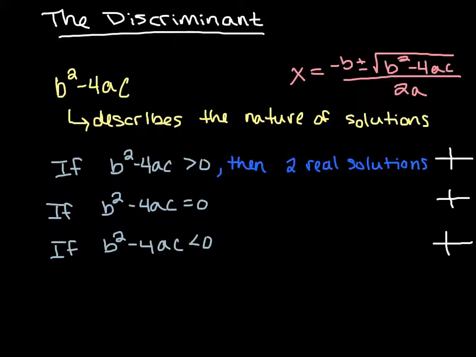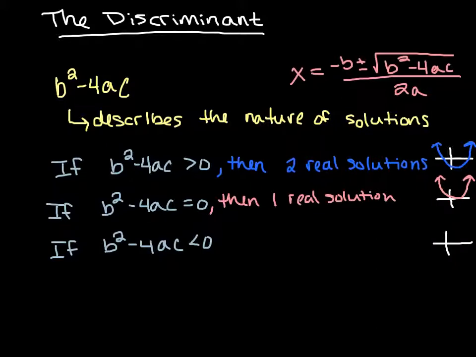And think back to when we were graphing. If we have two real solutions, that means it crosses the x-axis at two specific spots. Now if b squared minus 4ac is equal to 0, then we're going to have one solution. And if there's one real solution, that means the parabola is going to touch the x-axis, then turn right back up. So it won't cross it. It'll just touch it and then go back up.